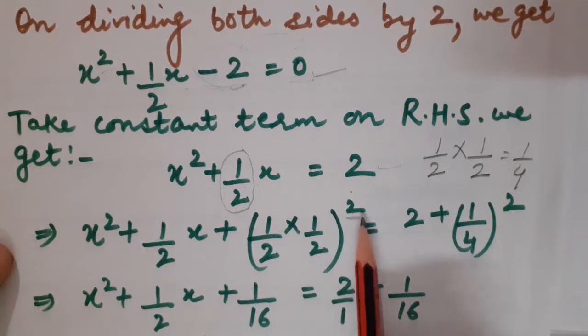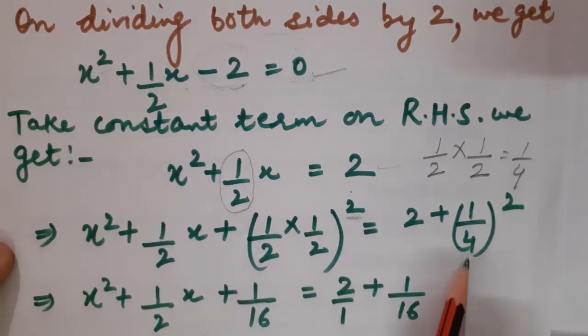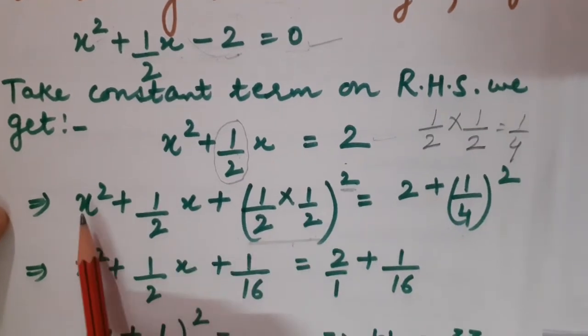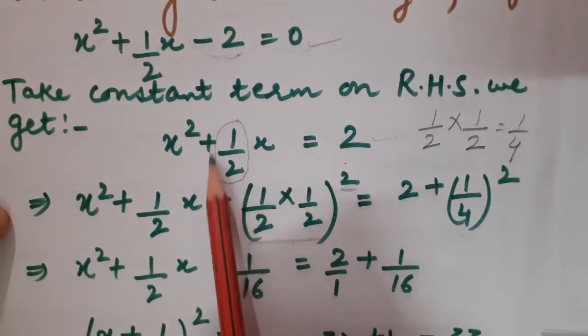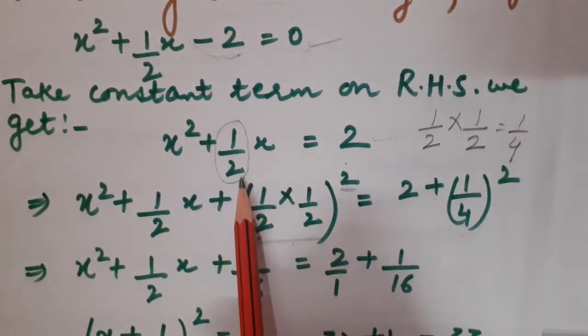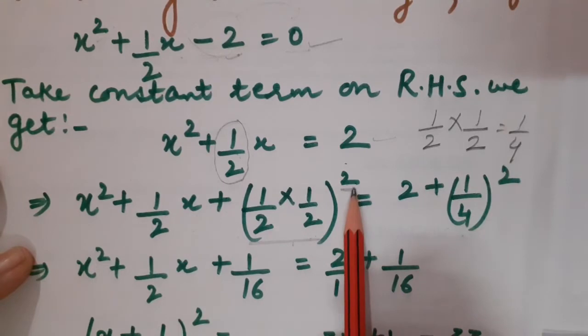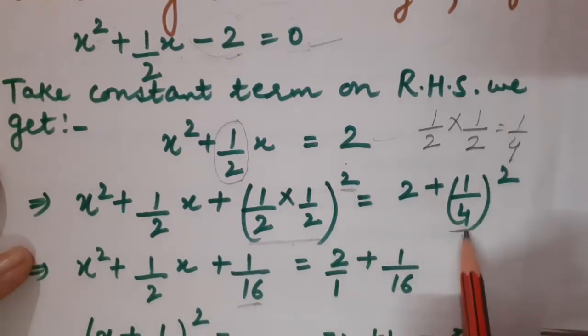So 1 upon 4 whole square will be added on both the sides, on the left hand side as well as on the right hand side. See, for your convenience I have written it over here. x square plus 1 upon 2x plus. Make this numerical coefficient half. This is actually half already. So after making it half, it would become 1 upon 4. Add 1 upon 4 whole square on both the sides. It would become 1 upon 16. Here also 1 upon 4 whole square is added on the right hand side as well.